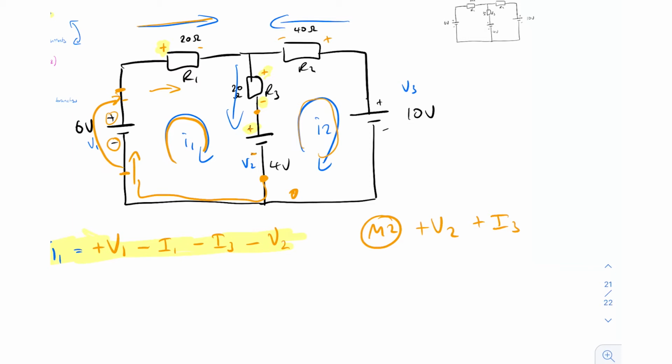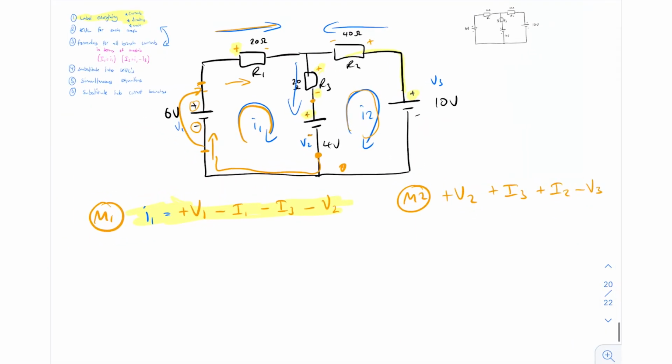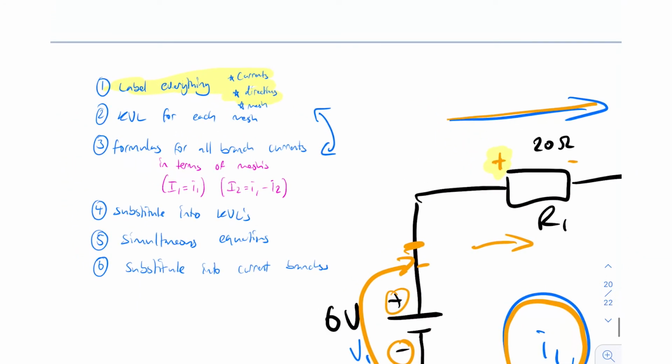And now we're coming at R2 from the negative terminal again. That means you're going to have a voltage rise of I2. And then finally you're coming along here, back to the positive terminal of the 10 volt battery, and that means you have a voltage drop of V3. Cool. The thing to remember with all of these KVLs and KCLs is that all of them are equal to 0. Okay, so that's it. Now we've done the KVL for each mesh.